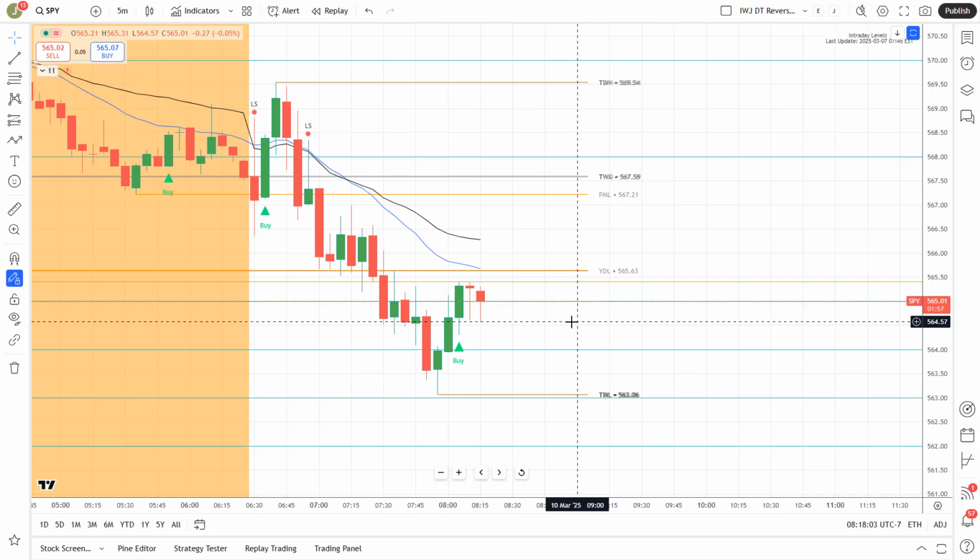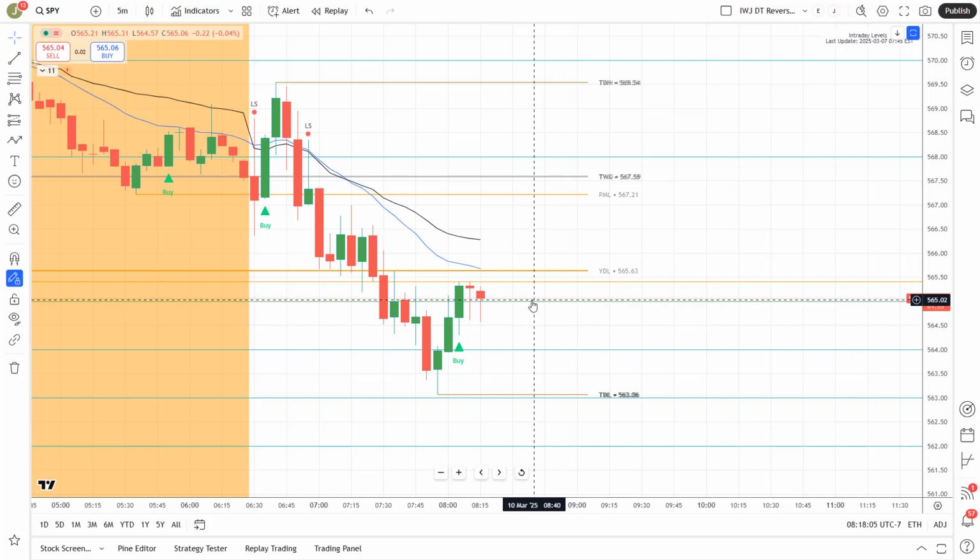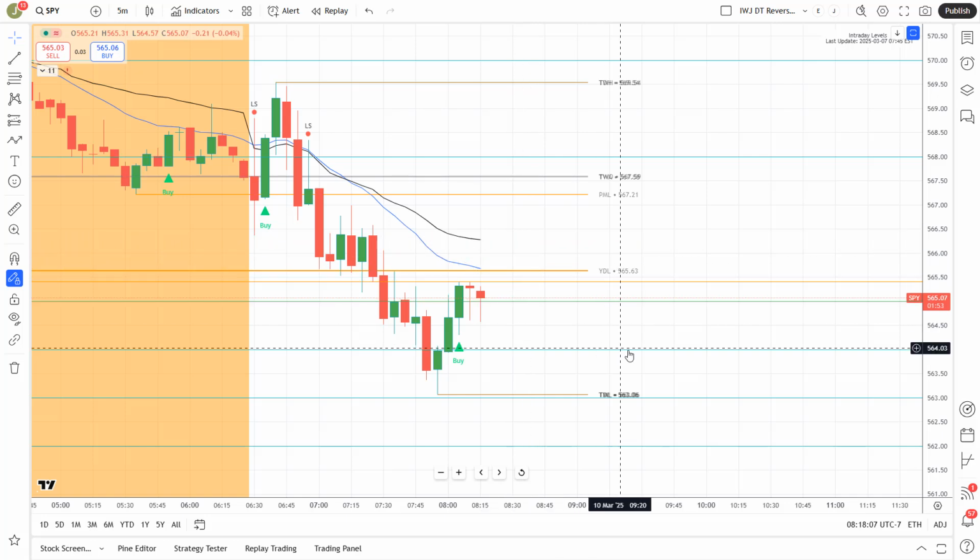Does look a bit like some buying coming in here, but again, they got to get up through some key levels here before it matters.